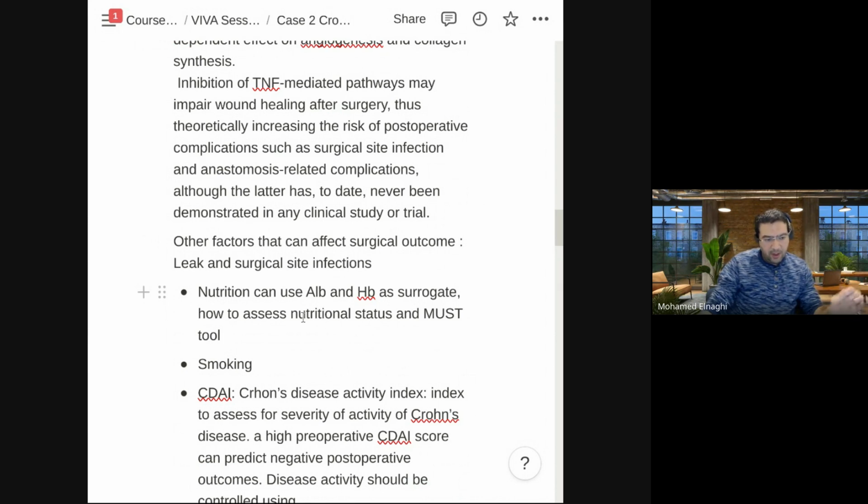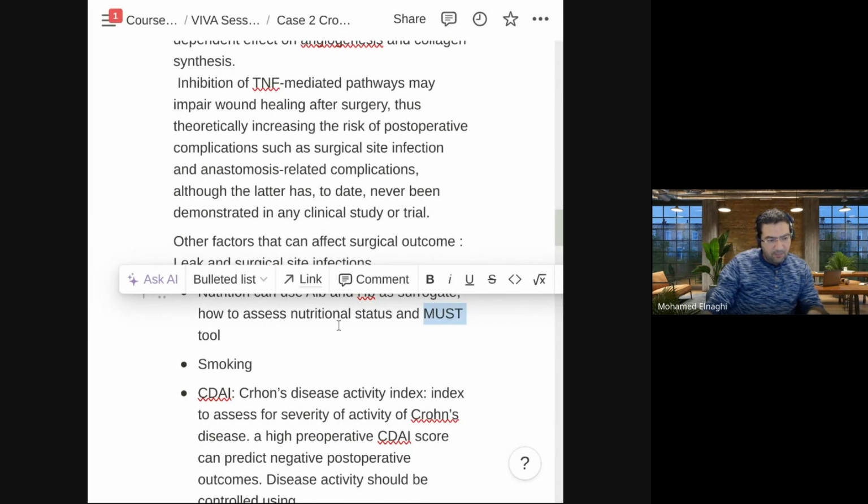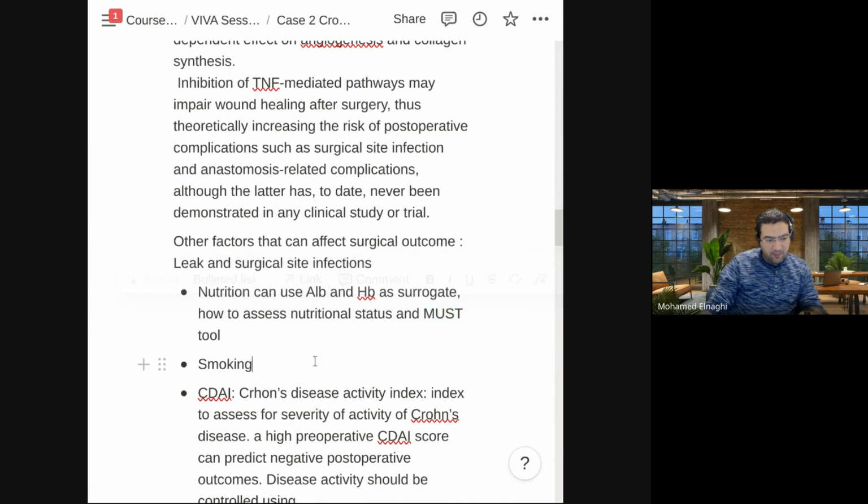Okay, in this context as well, it's very important to know how to assess nutritional status. Okay, because you can get a question about this. If you say, I'm going to assess the patient's nutritional status, make sure the patient is not malnourished, how are you going to assess that, what tools are you going to use? There is the MUST tool that you can use. Also, smoking is very important. Smoking is one of the independent risk factors for surgical site infections and complications after surgery.